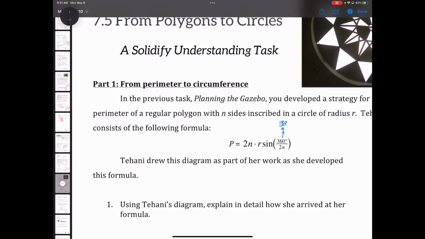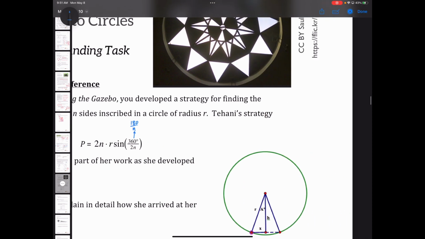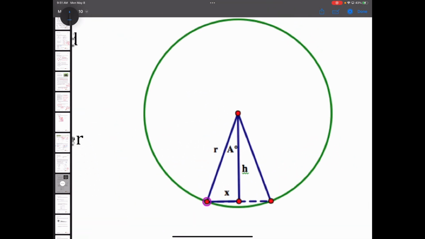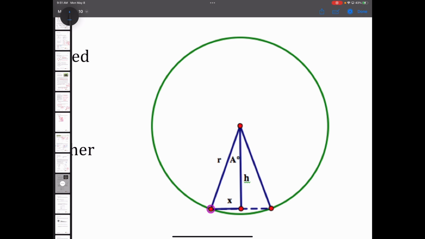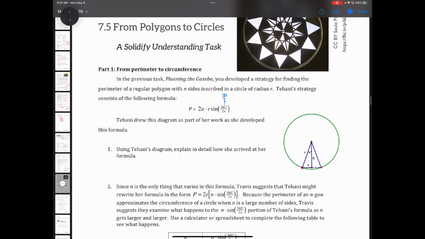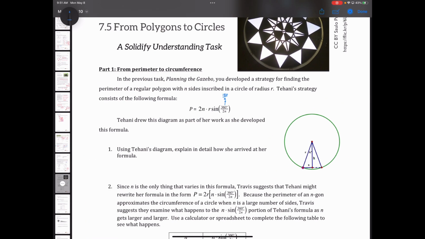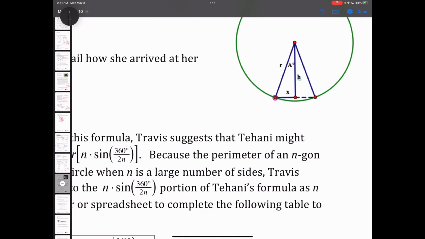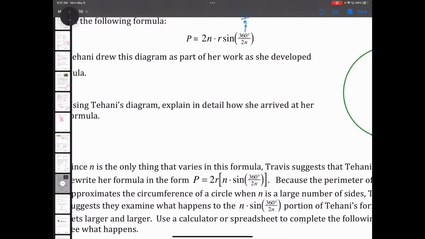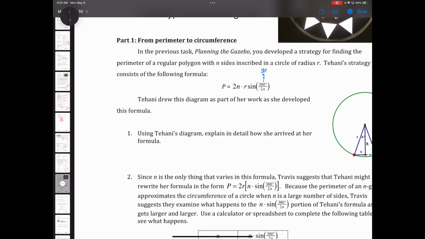Tehani drew this diagram as part of her work that she developed for this formula. So that looks pretty similar to ours, right? We had the radius over here. We called this op, and then the whole side we called like 2 times op. And then we still called the altitude height. The only thing that was different was the op and 2 op that we had. We just said op and she said X, right? So using Tehani's diagram, explain in detail how she arrived at her formula.